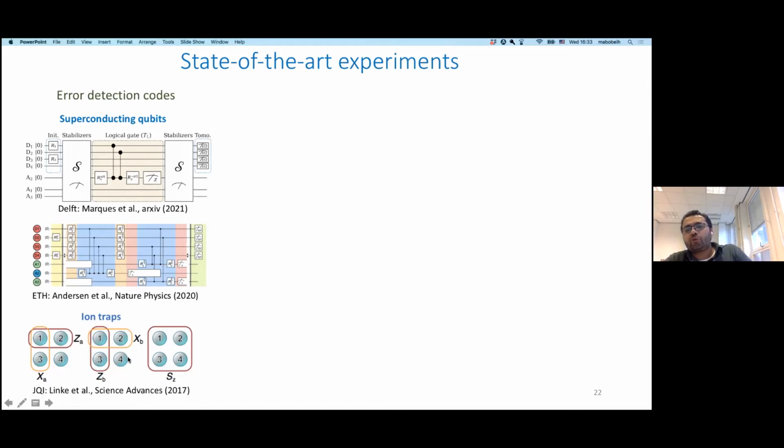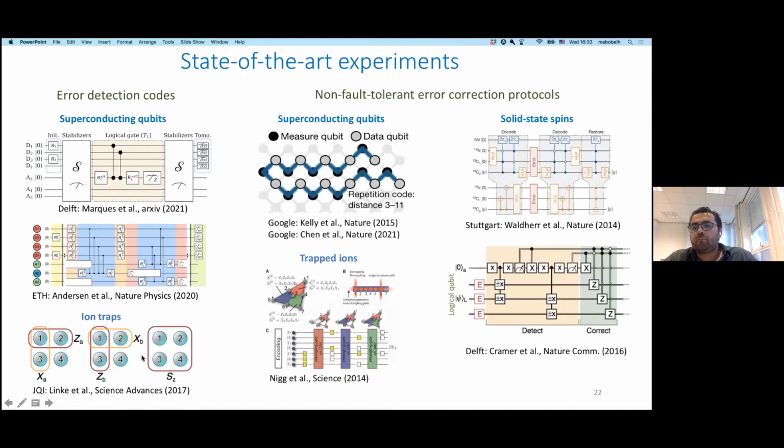Also, we have non-fault-tolerant error correction protocols, where some but not all types of single errors can be corrected, that have been demonstrated using a variety of physical platforms. For example, superconducting qubits, trapped ions, and solid-state spins, including this work from our group by Julia Kramer.